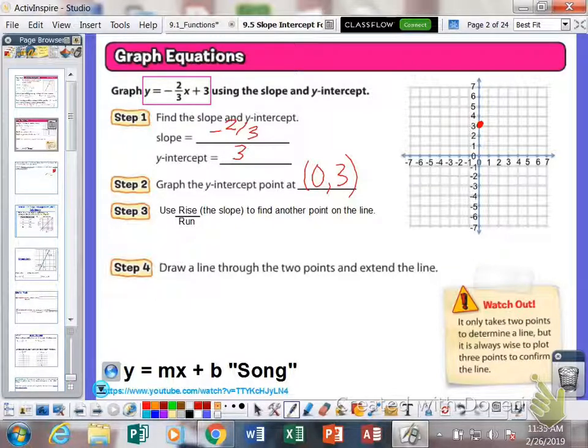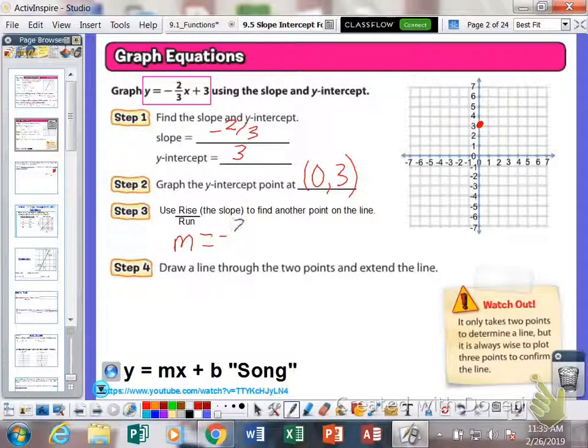Now we want to use rise over run, which we know is the slope, to find another point on the line. We know our slope is, in this case, m is negative 2/3. I want to rewrite that.